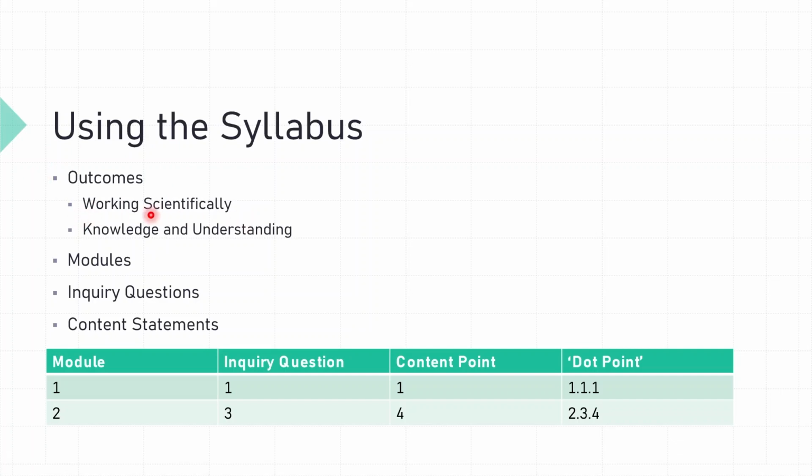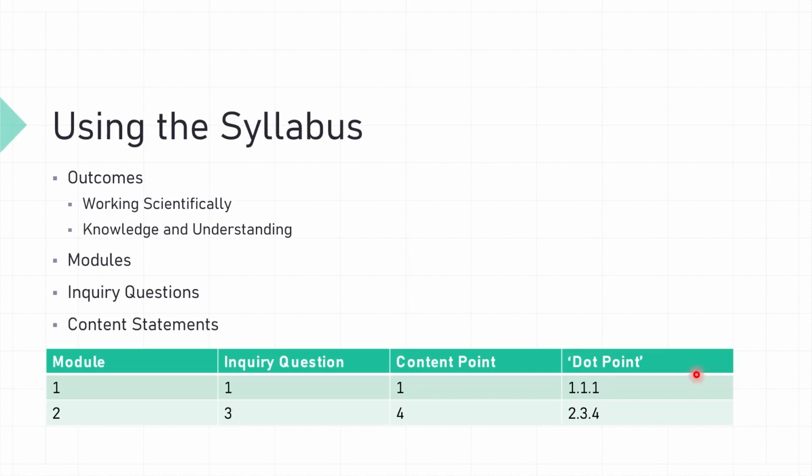There are working scientifically statements, which are all about skills, and there are knowledge and understanding statements, and there's one for every individual module. We already talked about these modules before. They are the core sections of the course. Every module is broken up into inquiry questions, and these questions underpin some of the key ideas that we find in each of the modules. And then the inquiry questions are broken up into content statements, the things that we need to do and the activities that we need to complete in order to be able to address the inquiry questions.